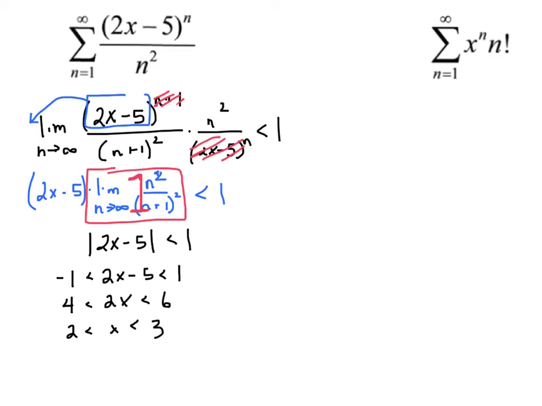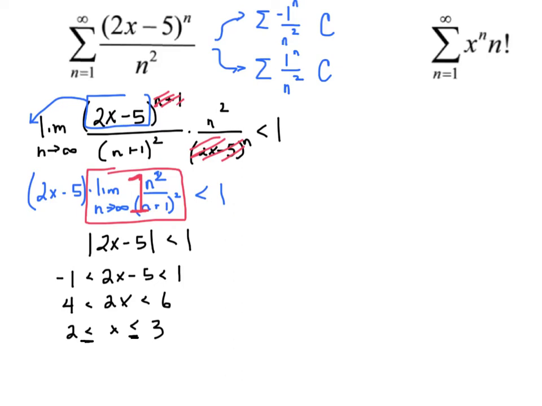Now, let's go back up and check the endpoints. So if I plug in 2, okay, first endpoint, let's start on the left side this time. So I'm taking this left endpoint and plugging it in. 2 times 2 minus 5 is -1. So I've got -1 raised to the n over n squared. Well, it's alternating and it's convergent, absolutely convergent. Okay, let's check the other endpoint. So let's plug in 3. 2 times 3 minus 5 is 1. 1 to the n is, of course, 1. So it's 1 over n squared, which is a convergent p-series. Both endpoints make the series converge, so we add the equal statement because 2 and 3 also make a convergent series.